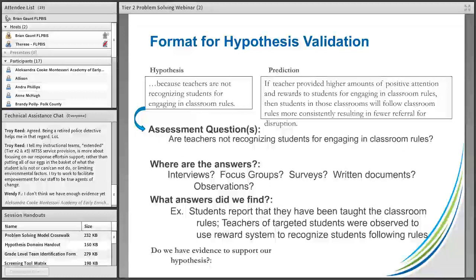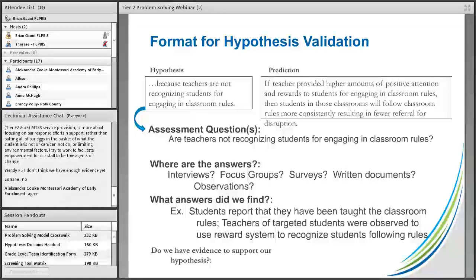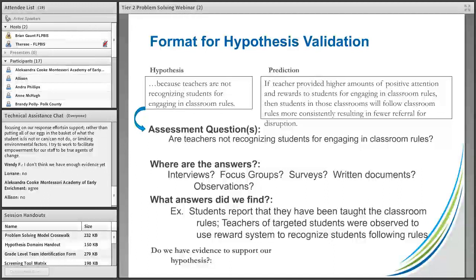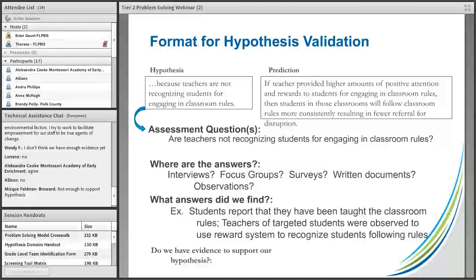Okay, Wendy, so we don't have enough evidence yet. Lorraine saying no. Perfect. Exactly. And so, Wendy, I like the way you phrased that. I don't think we have enough evidence yet. On the one hand, as a team, you could come to consensus at this point and say, you know what? I think there's enough evidence to say this hypothesis is not true. Let's just move on to something else. Or as a team, you might decide, you know what? We have early indications that this hypothesis is not valid, but let's keep testing this out. Let's go get more information. And you certainly have that choice to do that.